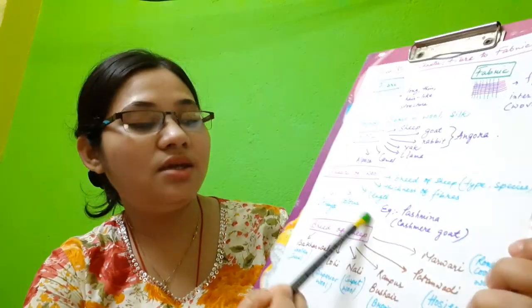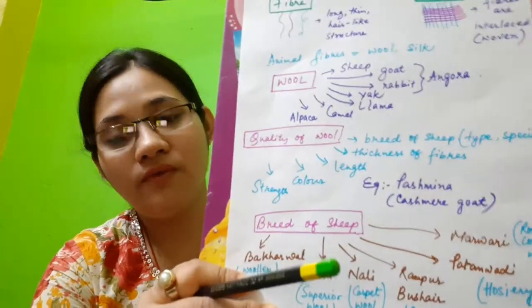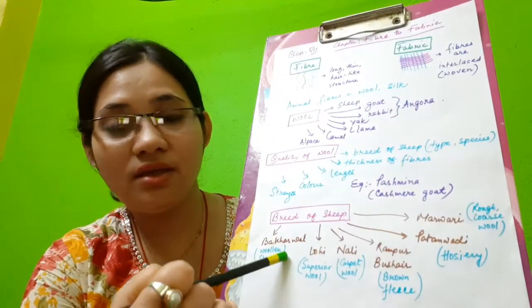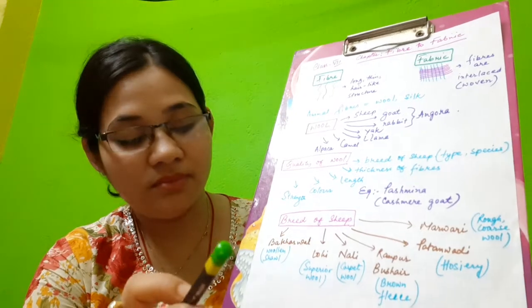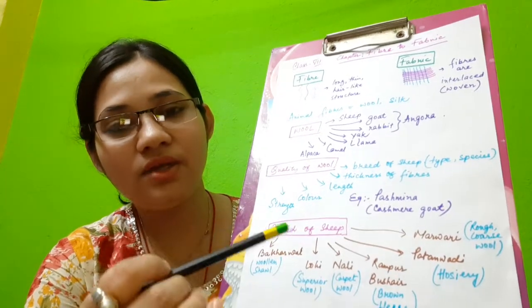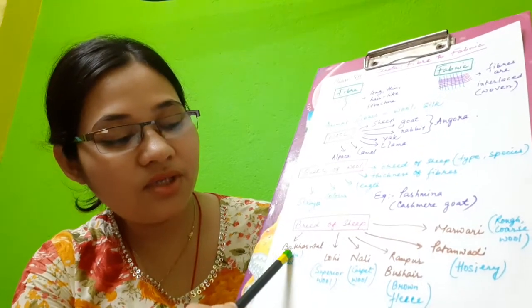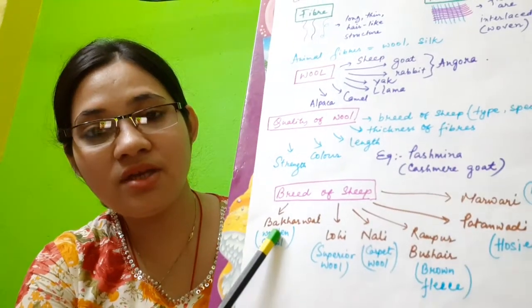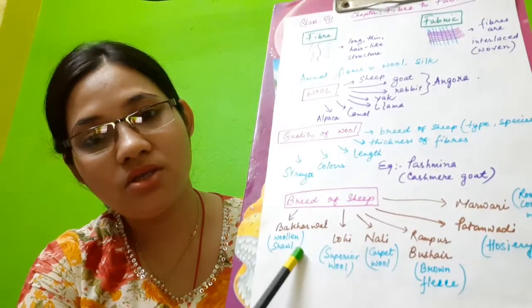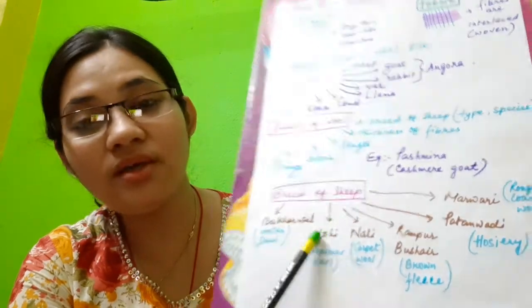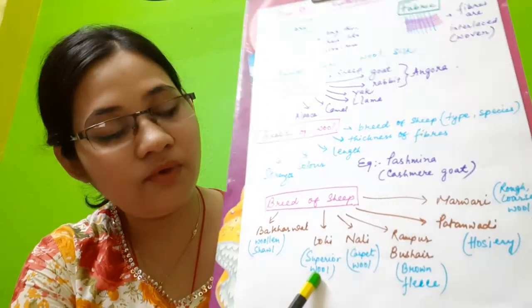And now let us see what are the different breeds of sheep. Now you will write this as a column. I will upload the summary or the note and you will write from there. Now if you see the Bakharwal sheep, the fur is utilized to make the woolen shawl, so it is of very good quality, superior quality. The Lohi also gives superior quality of wool.